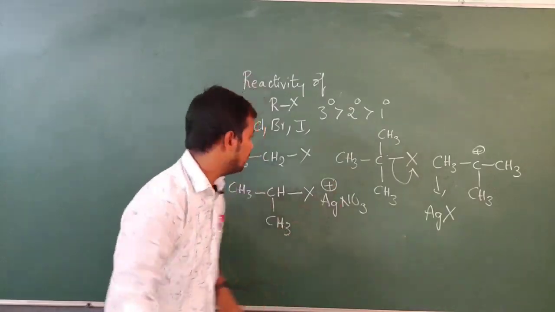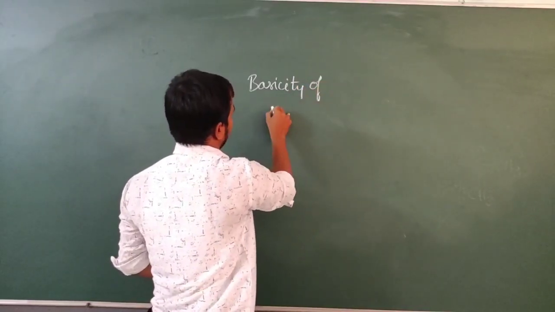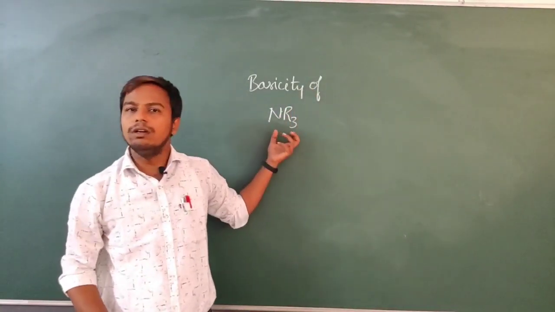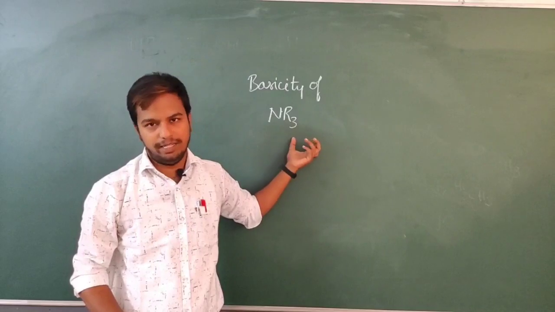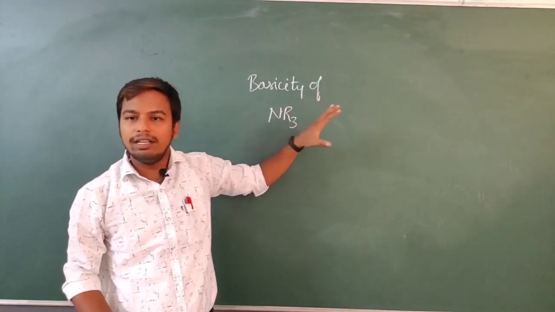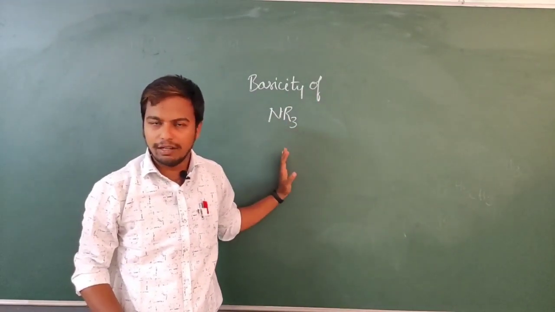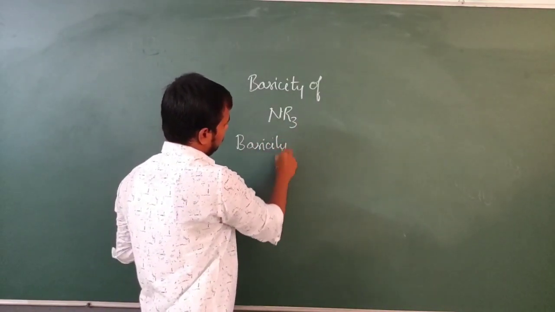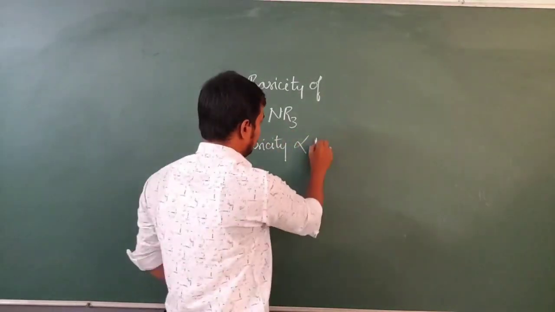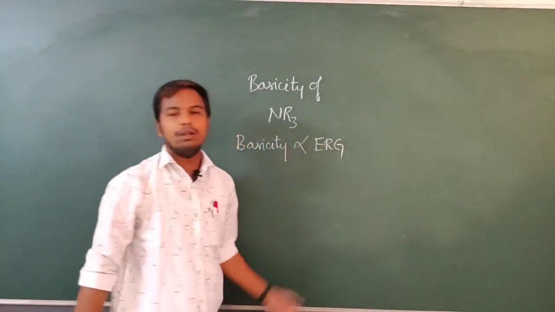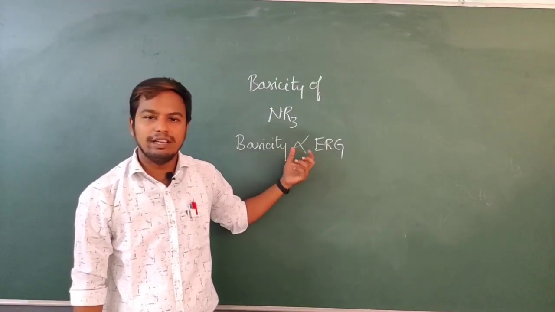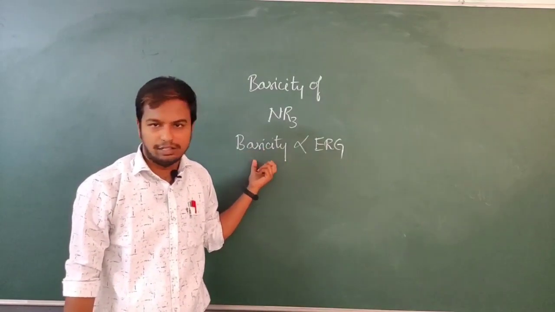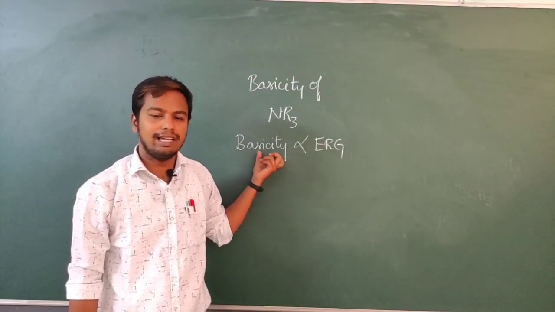Next, move on to another topic, basicity of amines. I told you I would make a dedicated video on basicity of amines. It takes a lot of time, so I will give a general idea, a brief description about it. One thing you have to keep in mind is basicity is directly proportional to electron releasing groups. As the number of electron releasing groups on the nitrogen atom increases, basicity increases.